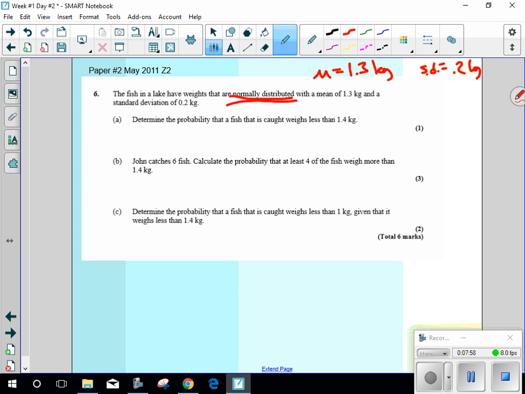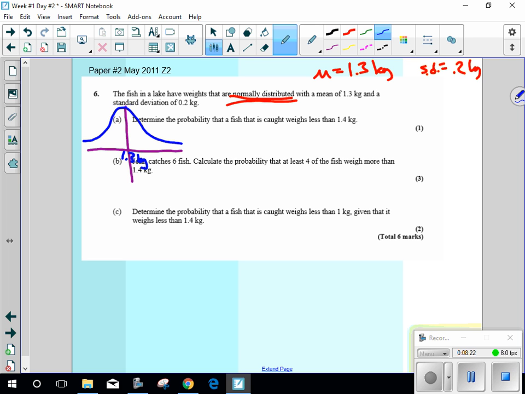Determine the probability that a fish caught weighs 1.4. So here's my big suggestion. Draw a bell-shaped curve and then identify the mean is 1.3 kilograms, and what's the standard deviation?